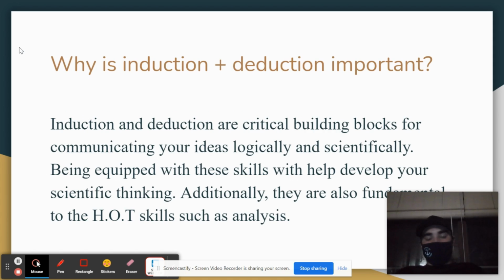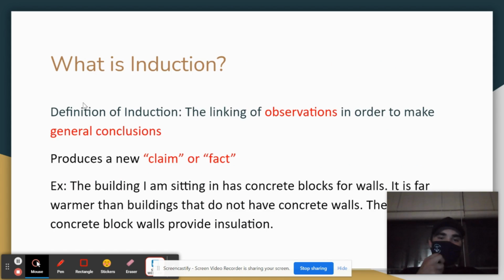So, as I kind of mentioned before, they're basically the critical building blocks for communicating your ideas logically. And basically, what that means is if you think of any kind of higher order thinking, such as analysis, creation, or evaluation, you're going to come to find that they're all built on observation. You can't analyze things without making very good observations and coming to some sort of understanding or conclusion of them. Using induction and deduction, you can do just that very efficiently. So, being equipped with these skills, you'll be better off developing your scientific thinking.